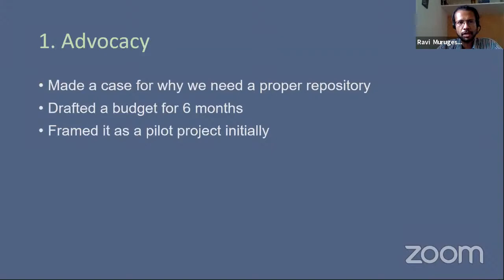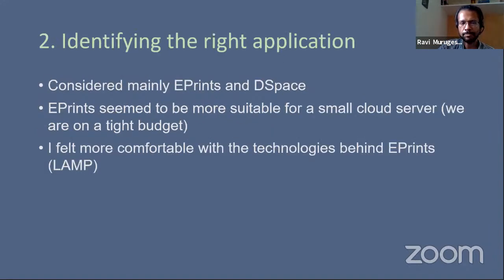So what I've done so far is, at the outset, make a case for why we need a proper repository. There's still an Oracle research website, which is a bit mothballed, but it's actually online. But that's a hand-coded website. It wasn't working out. So we thought we needed a proper repository, or at least I made a case for that and drafted a budget for it. And I chose ePrints. It seemed to be more suitable for a small cloud server, and I was more comfortable with the technologies behind it.